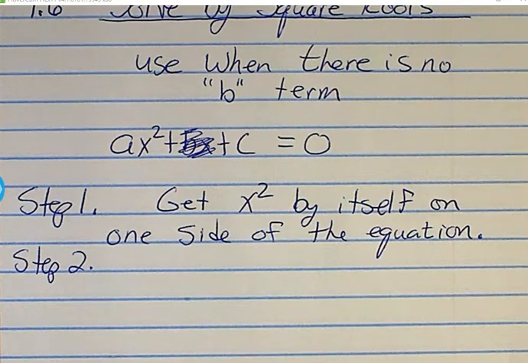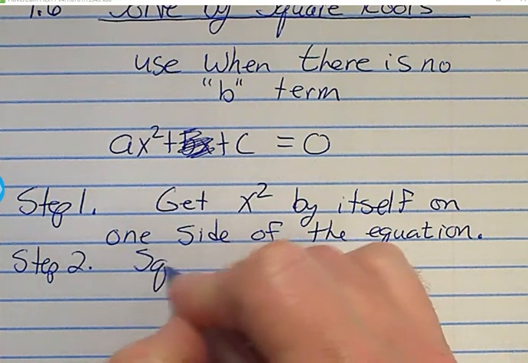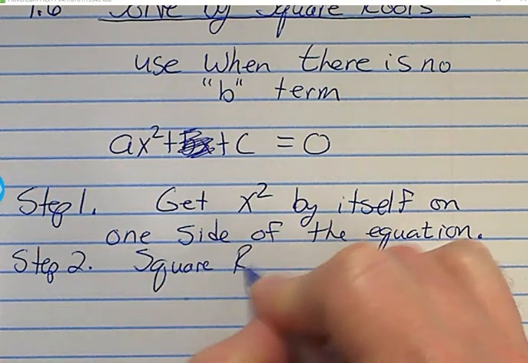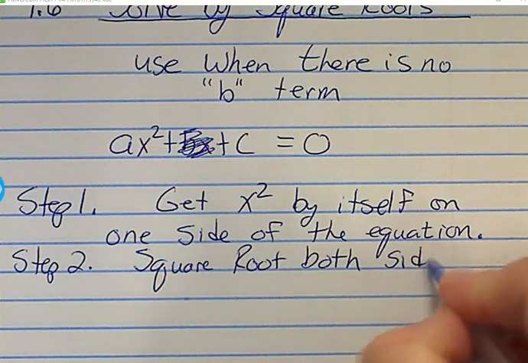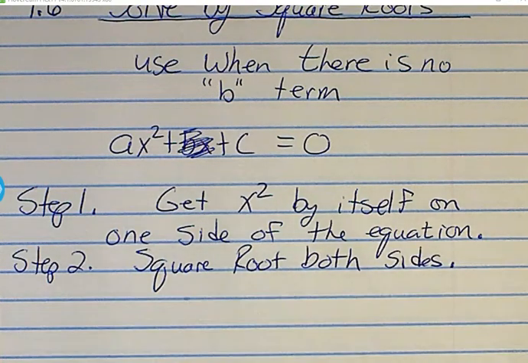And then here's where it's really easy. You're just going to square root both sides. So this is where you're going to get to use your calculator. That's it. So you're going to add or subtract everything away from the x squared term. Once you've got x squared equals something, you square root both sides, and then you're good to go.